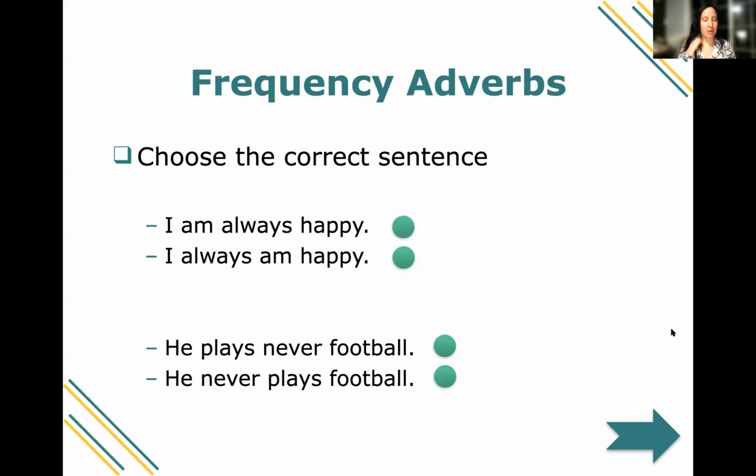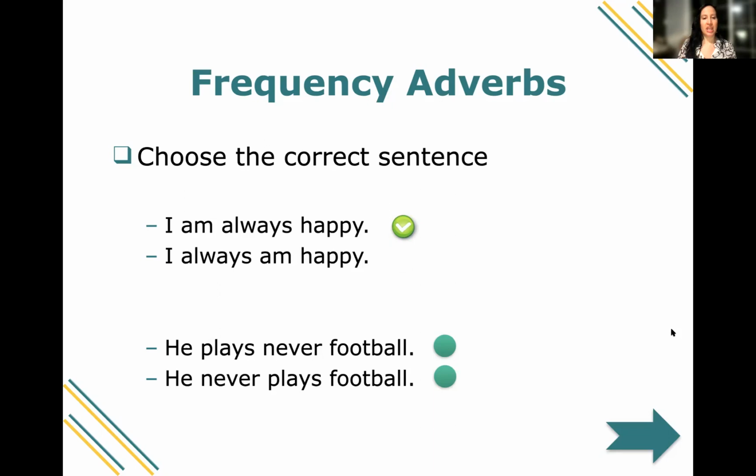Frequency adverbs. Do you remember this? I just did a video class on this. If you haven't seen it, check it out. Now, how do we put this in the correct order sentence? I am always happy, or I always am happy. People say this incorrectly all the time. Is it I am always happy or I always am happy? Quick. I am always happy. Now, what is the contraction of I am? I'm. I apostrophe M. Remember the contraction?